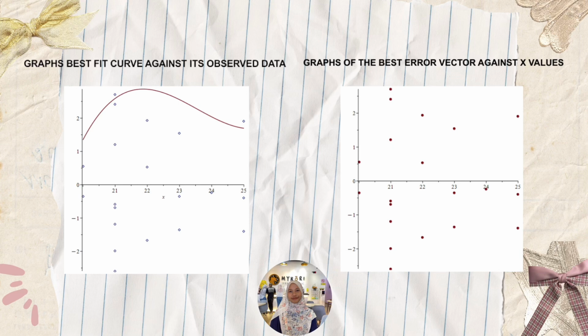The next graph is the graph of the error vector against x values. This graph shows the residual or prediction errors of the cubic model. The residuals are randomly scattered above and below the zero line without forming a clear pattern. This indicates that the cubic model is suitable for representing the relationship between age and daily AI tool usage. However, some larger residual values can still be observed, which means that there are certain data points that are not fitted very closely by the model.